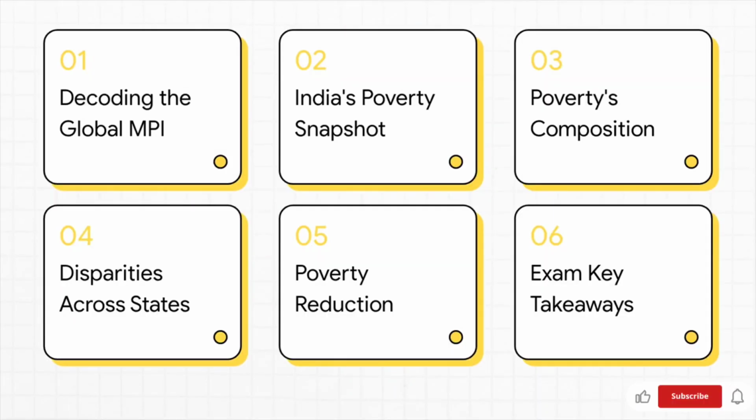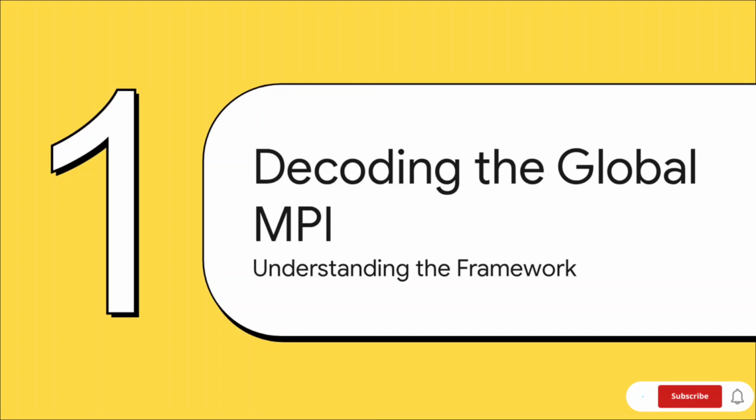So here's our game plan. First, we're going to decode the index itself. Then we'll zoom in on India's national poverty snapshot and break down what's actually driving that poverty. After that, we'll explore the huge differences between states and then track India's incredible progress over the years. And we'll wrap it all up with a rapid-fire revision session covering everything you need for your exams. Okay, let's get into our first section.